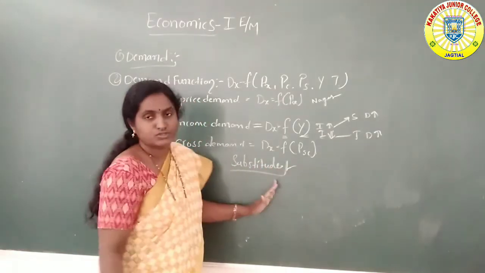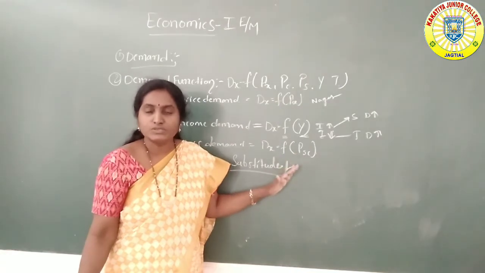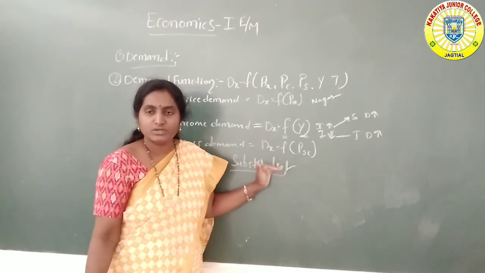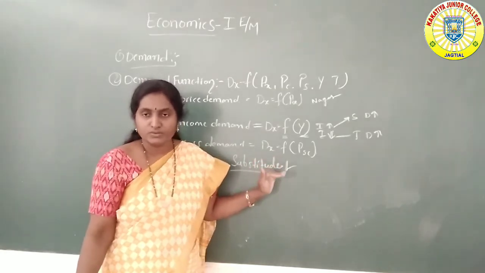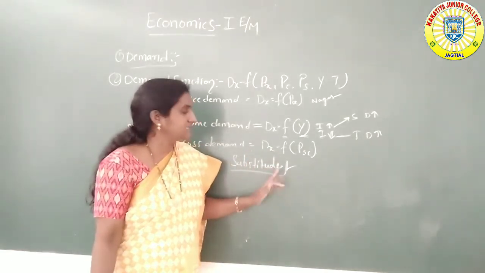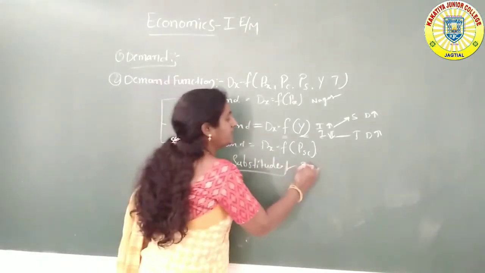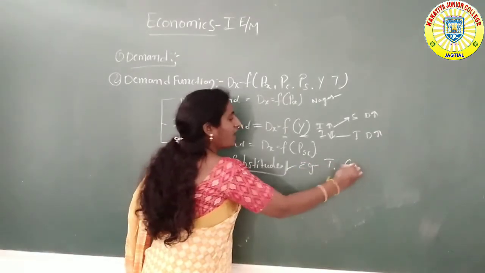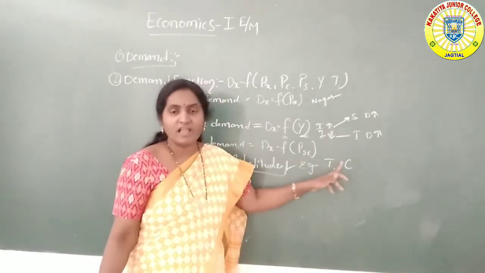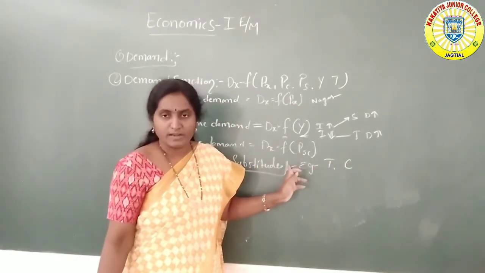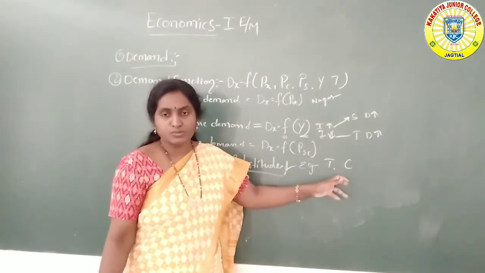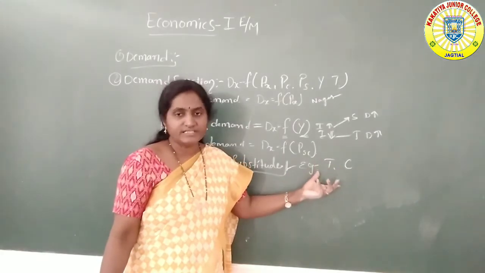Substitute means one for another. These are related goods which give the same level of satisfaction to the consumer. Two different goods that give the same satisfaction to the consumer are known as substitute goods. An example is tea and coffee. These two goods are different, but both give the same level of satisfaction to the consumer. From coffee and tea, the consumer gets the same level of satisfaction.